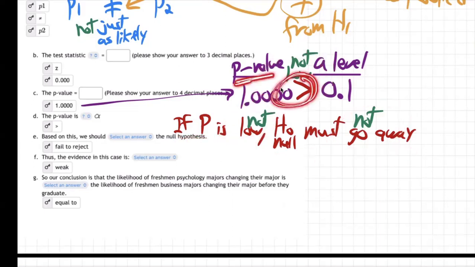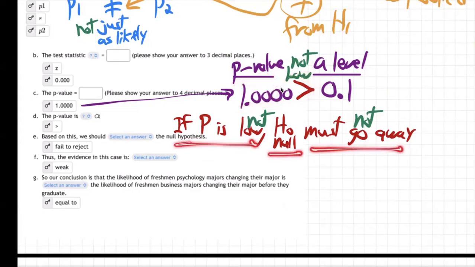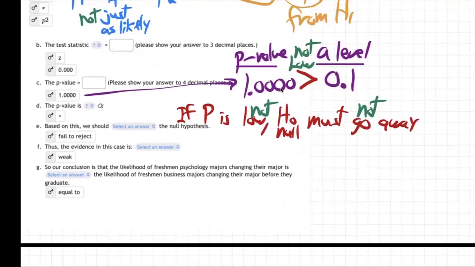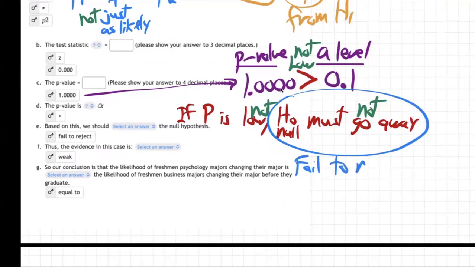The p-value is greater. Our p-value is not low, it's greater. So if the P is not low, the null must not go away. So what does that mean? Now it's time to draw a conclusion. If the null is not going away, then we're failing to reject the null, meaning we're going to keep the null.